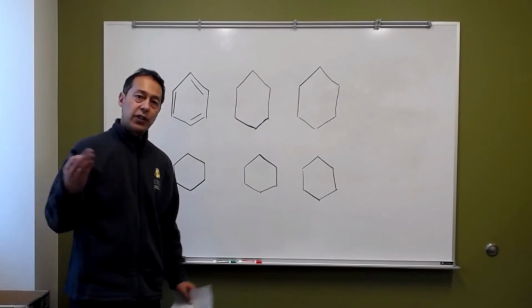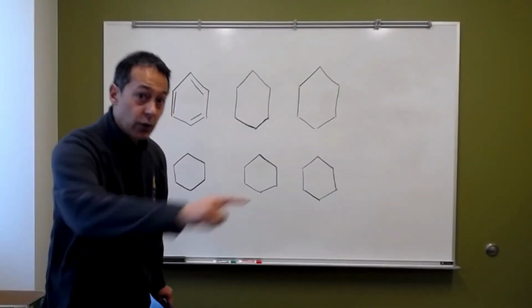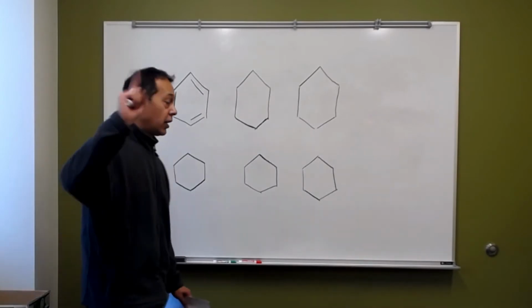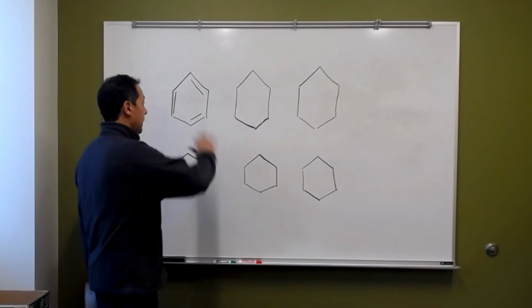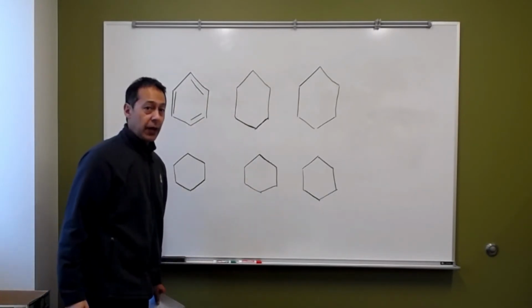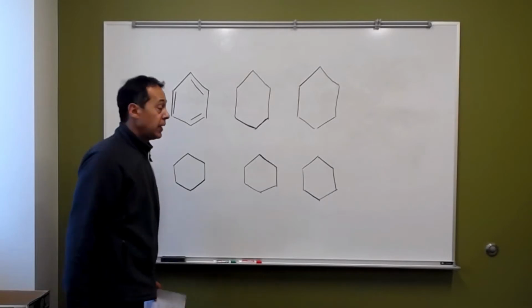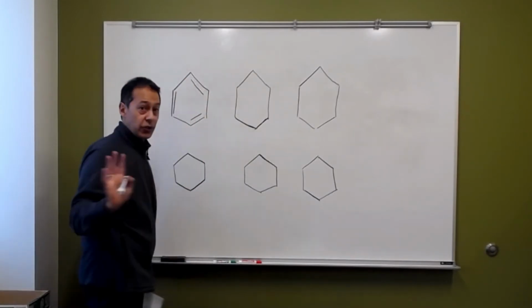Hello folks, in this video we're going to take a look at naming aromatic hydrocarbons. Okay, now what is an aromatic hydrocarbon? Well, this here is the skeletal structure of an aromatic hydrocarbon. And what does that mean? This is 6 carbon atoms. Remember, each one of these points is a carbon atom.